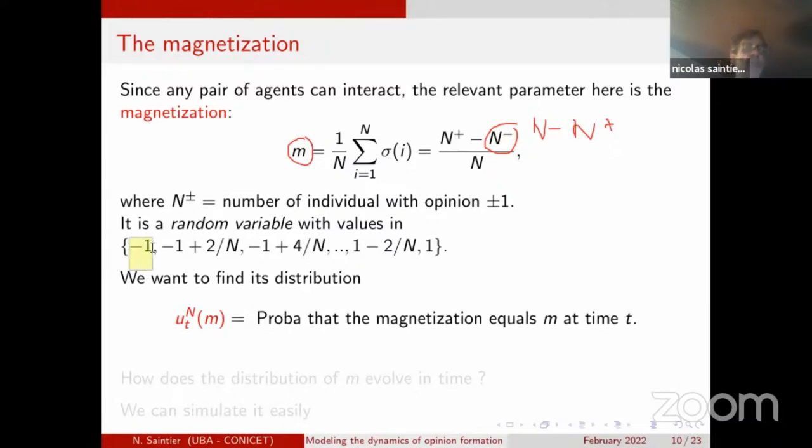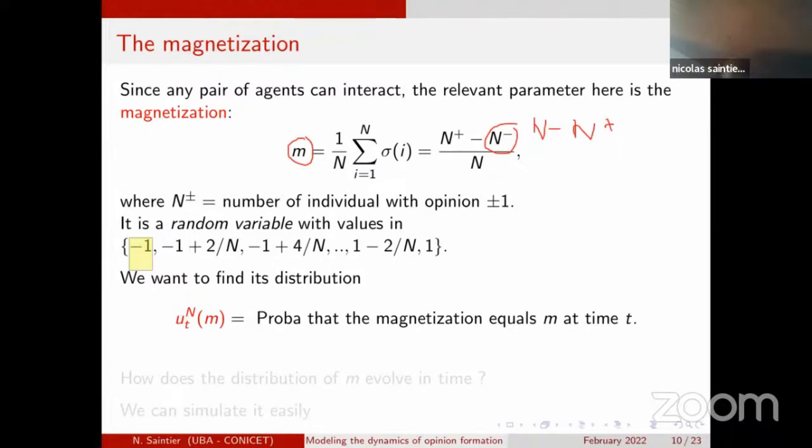When the magnetization is minus one, this means that everybody thinks minus one, that is, N minus is equal to N. On the other hand, when M is equal to one, this means that everybody thinks plus one. So these are the two opposite ordered states of the system. On the opposite, when M is around zero, this means that N plus and N minus are almost the same, so around half of the population thinks plus one and the other half thinks minus one. This is more like a disordered state.